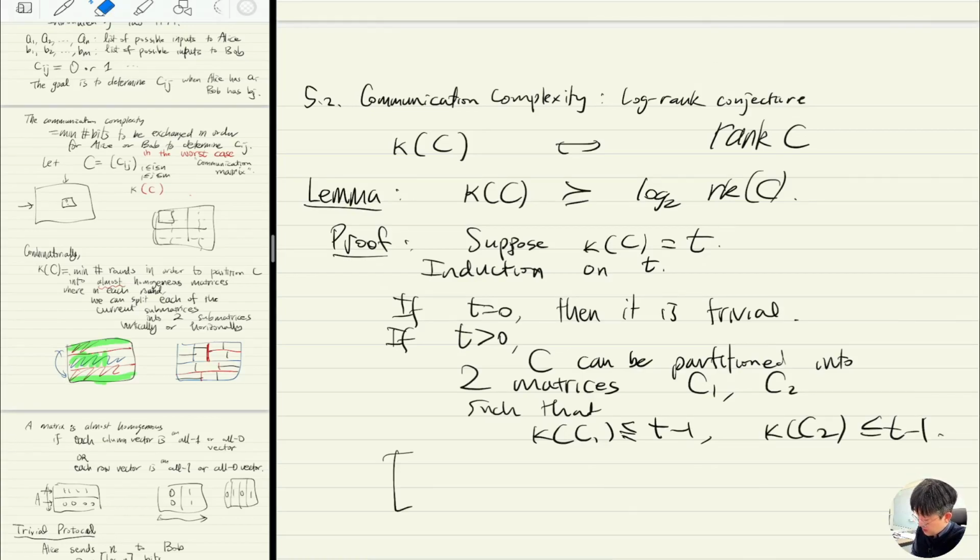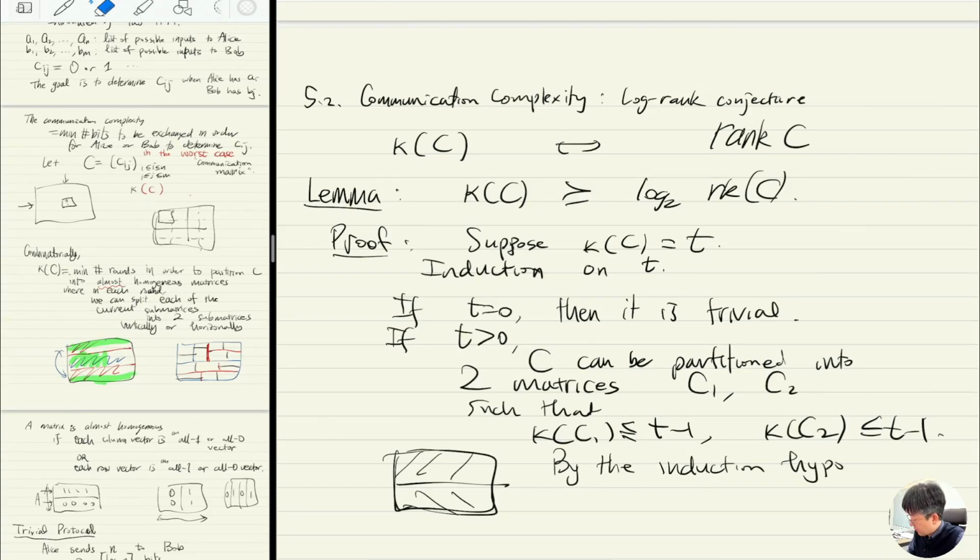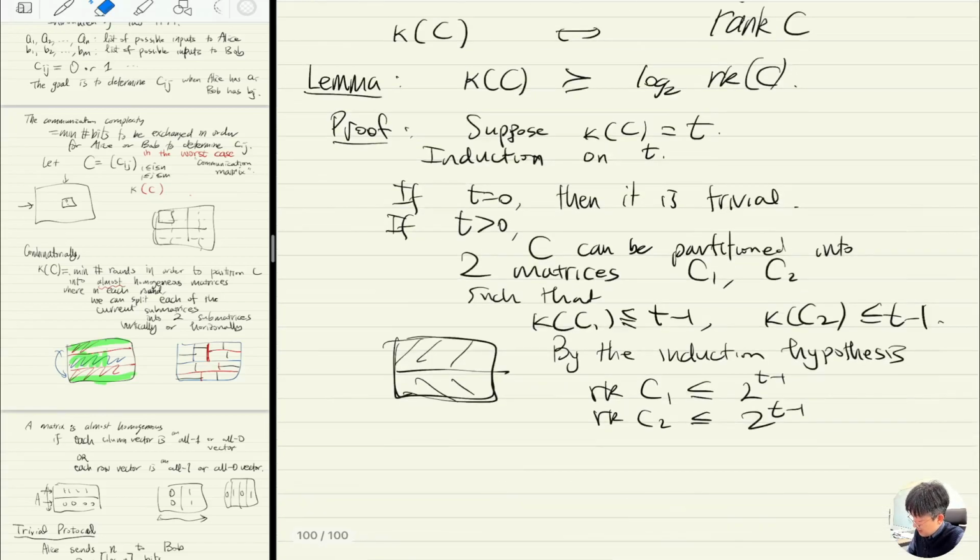Because, for instance, if this was C, I know by the protocol that I will either partition horizontally or vertically, and each of these will have one less kappa. And by the induction hypothesis, rank of C1 is at most 2 to the T minus 1, and rank of C2 is at most 2 to the T minus 1. Now, what is rank of C?